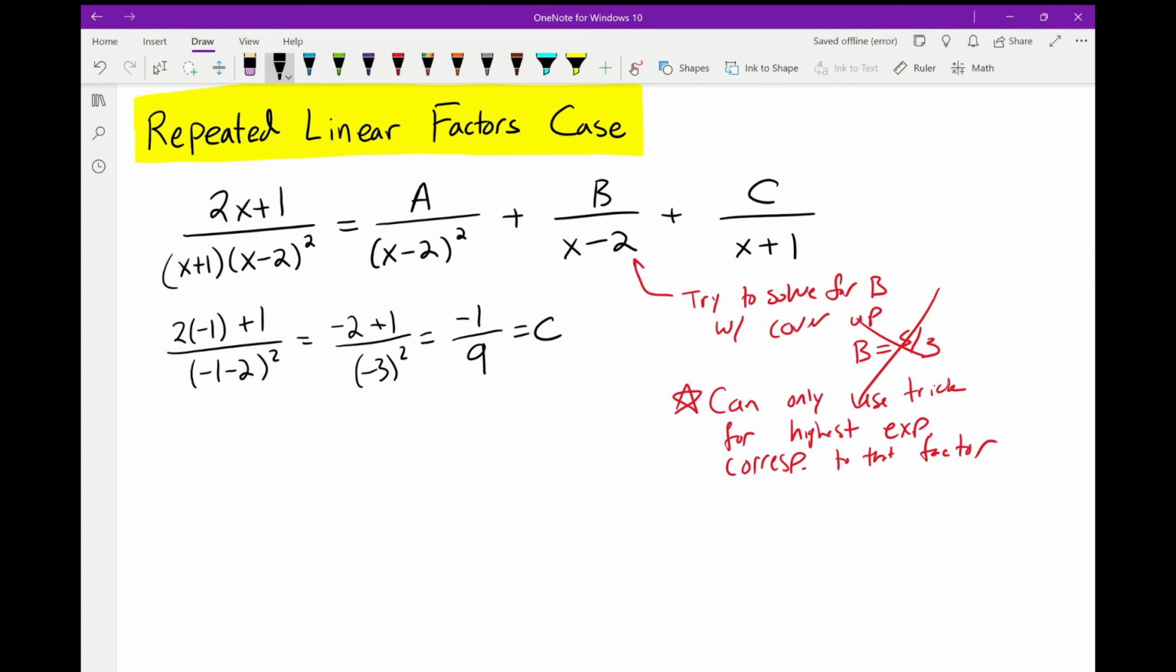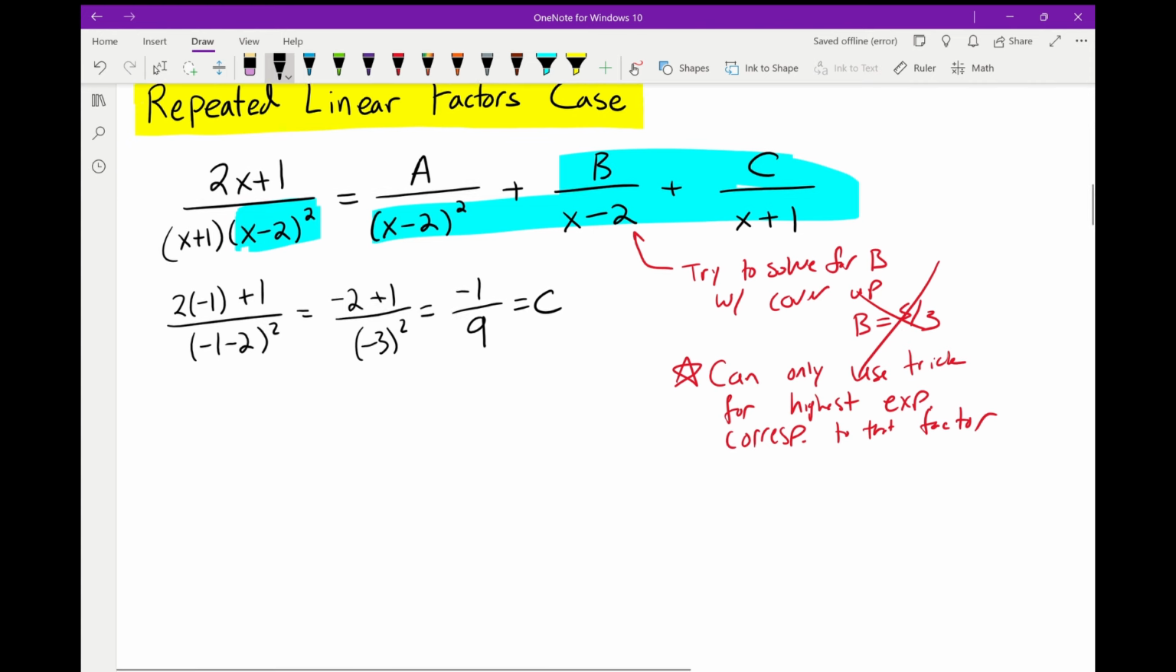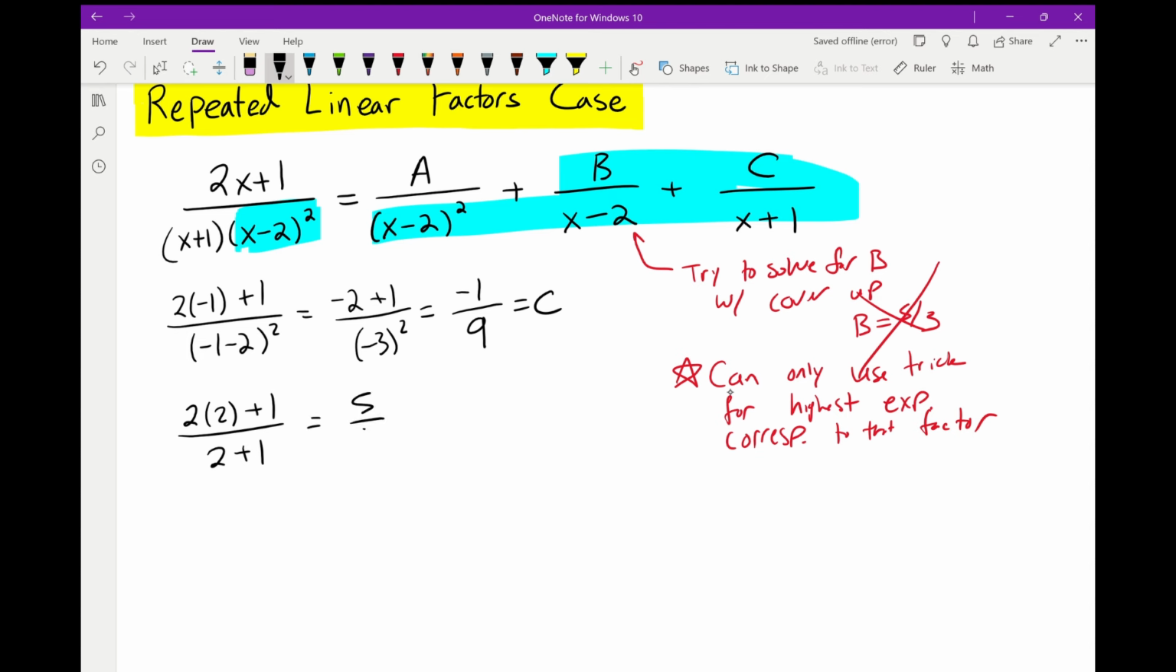So let's go ahead and do that. Cover-up trick, we ignore everything except for A. We cover up the factor corresponding to A, and we go ahead and plug in the numbers. The thing that makes this 0 is 2. So 2 times 2 plus 1 over 2 plus 1 is going to be 5/3 equals A. Cool. So we got 2 of the terms figured out, which is a huge time saver. Even though this trick doesn't tell us what B is, we still have 2 of the terms figured out really quickly, and we can use those to find B. So let's go ahead and do that real quick.